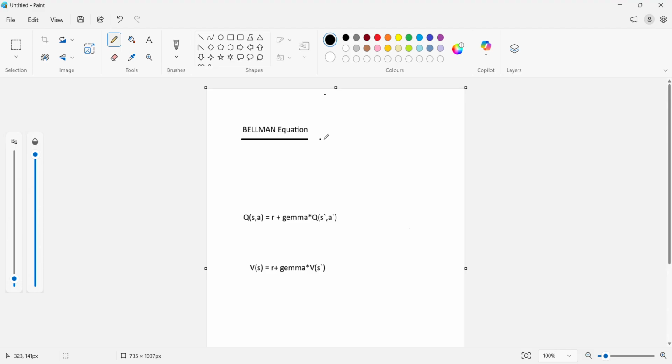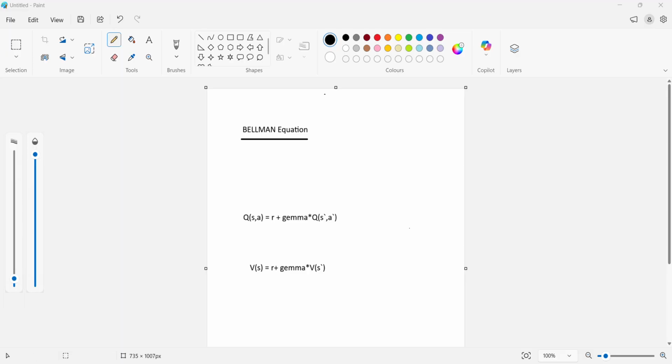So the Bellman equation. The Bellman equation is used to find the action value or state value given a state or a state action pair. I repeat, the Bellman equation is used to find the action value or state value.